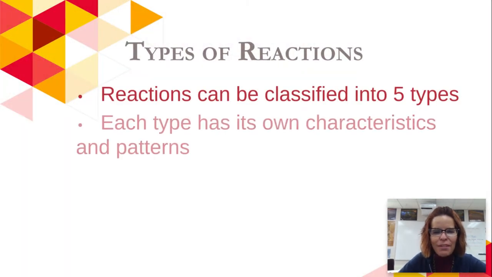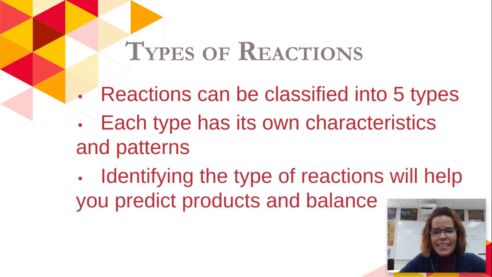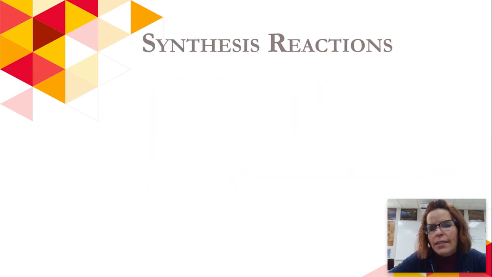They can be classified into 5 types. Each type has its own characteristics and patterns. Identifying the types of reactions will help you predict products. So if I say, what happens when you combine hydrogen gas with oxygen gas, you should be able to look at that and figure out what the product is. And by naming the type of reaction, it's going to help you do that.